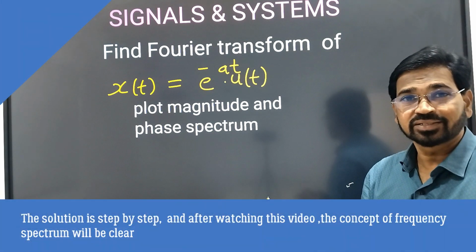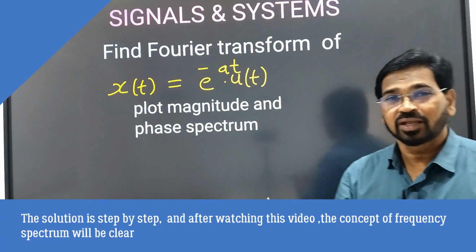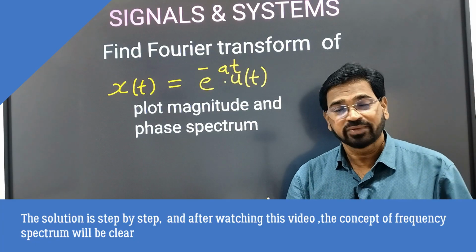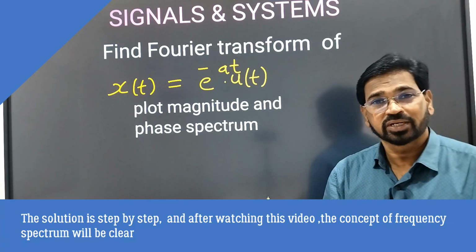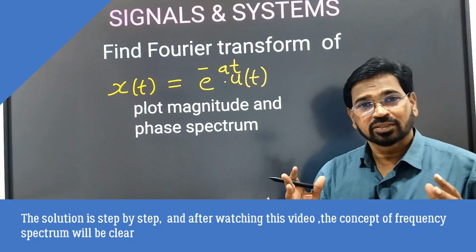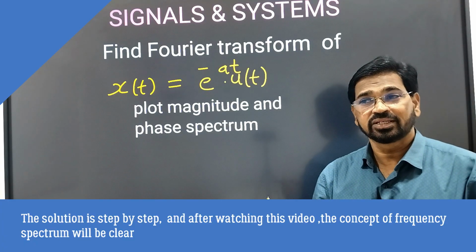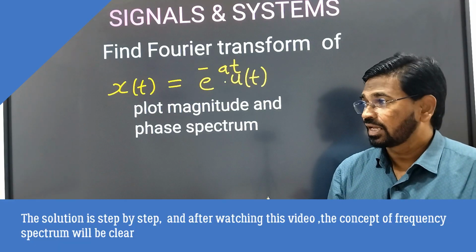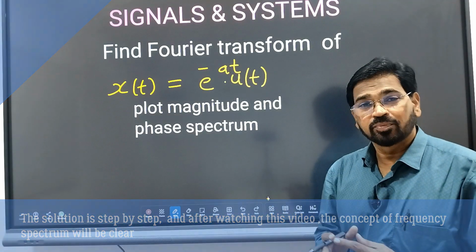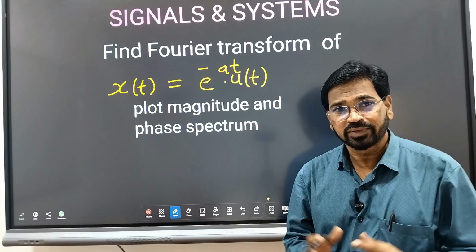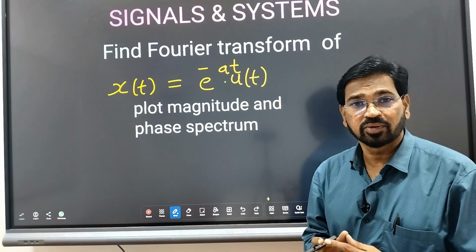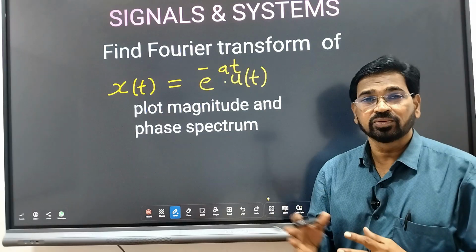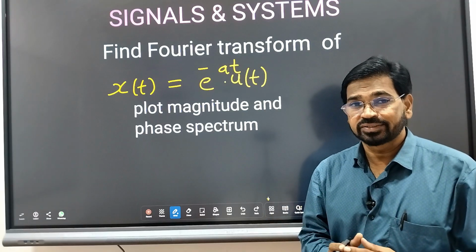We are studying signals and systems, and in the previous lecture we have studied the Fourier transform, the difference between Fourier series and Fourier transform, and why the frequency spectrum, we can say the magnitude spectrum of the Fourier transform, is continuous as compared to the discrete spectrum of the Fourier series.